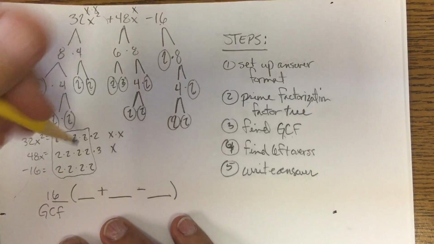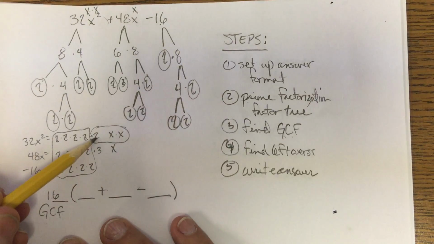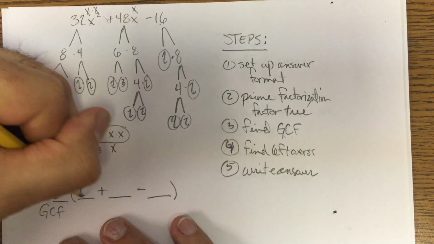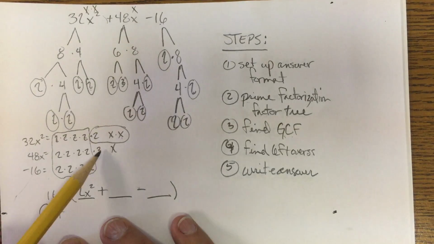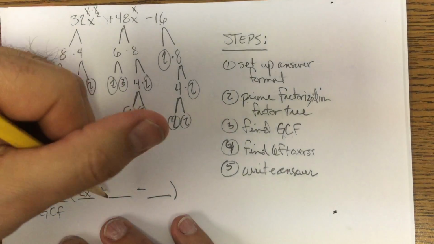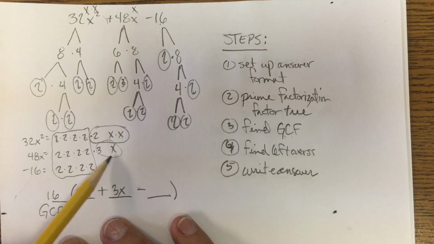Now, what's left over for the 32x squared? I've got a 2 and an x squared. So I'm going to write it right there. This is the leftovers. What's left over for 48x? 3x. And then interesting, let's think about this for a second. This one's a hard one. What's left over right here?